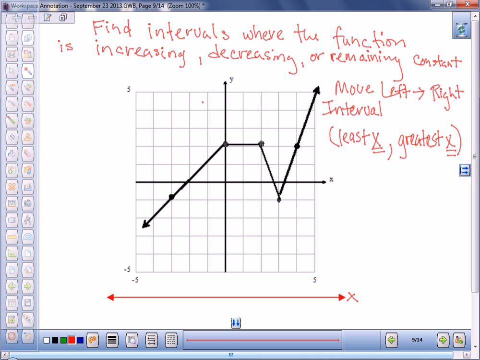So what we're going to do today is we're going to look at the intervals where a function is either increasing, decreasing, or where it might remain constant. So the value of the function, where does it increase, decrease, or where does it remain constant? And when we do this, we're going to look left to right, and we're going to write it in interval notation, which is going to be our least x value to our greatest x value.